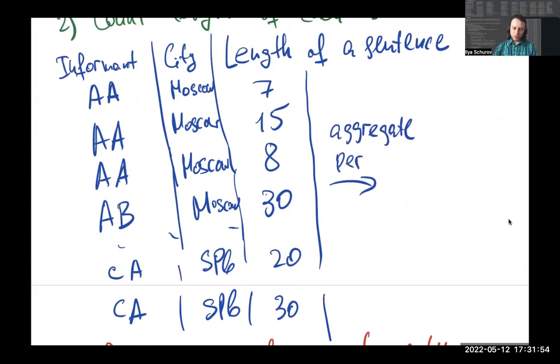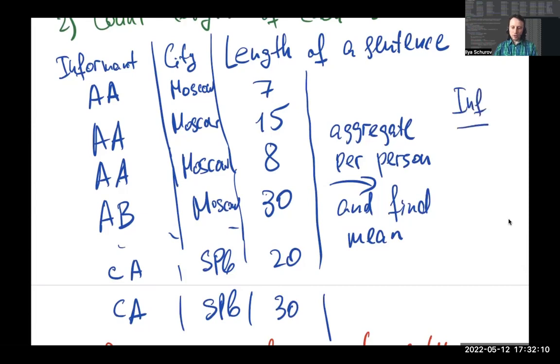In fact, if we just aggregate per person and find the mean, then we would get another data set where each informant provides only one observation. So we have informant, we have city, and we have average length.